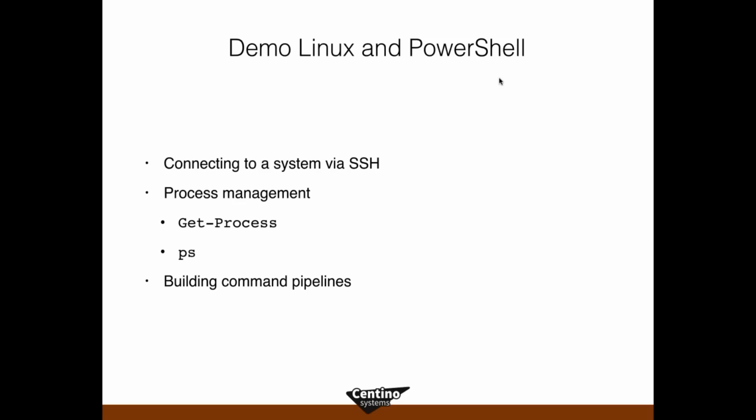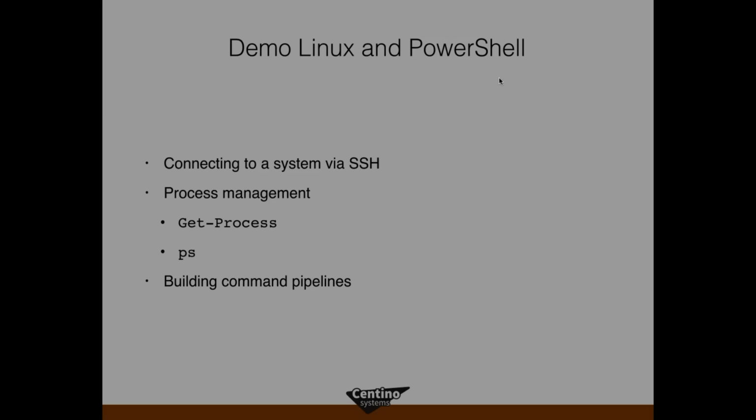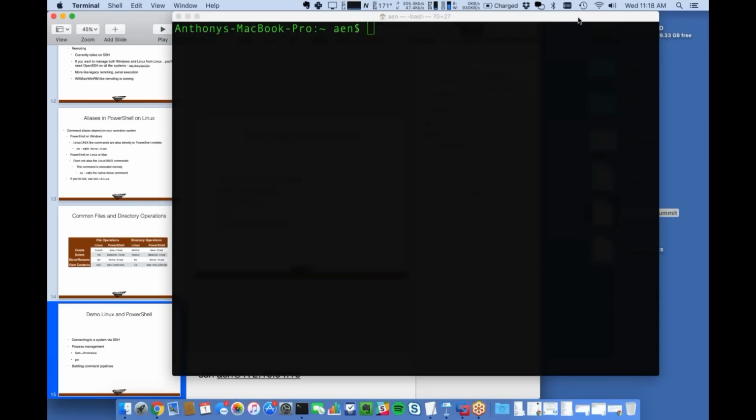So let's get into our first demo, and I'll show you guys how to connect to a system, which is pretty straightforward. And of course, like all PowerShell demos, I'm going to use get process to show you guys how to do some stuff, and then PS, which is the Unix analog to get process, and then we're going to talk about building some command pipelines. So let me go ahead and bring this up.